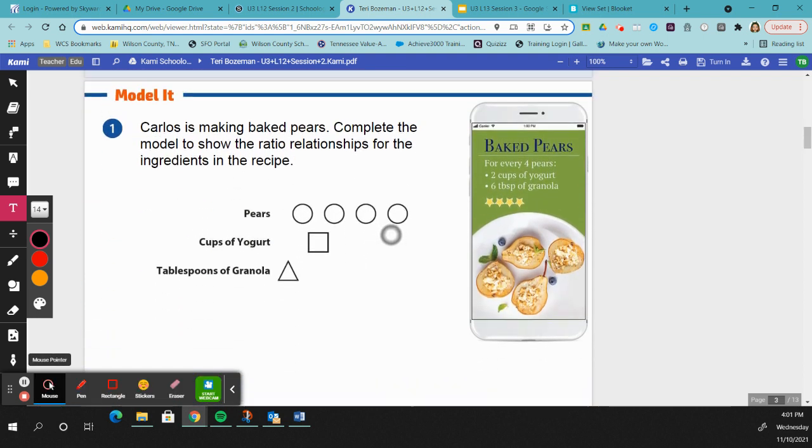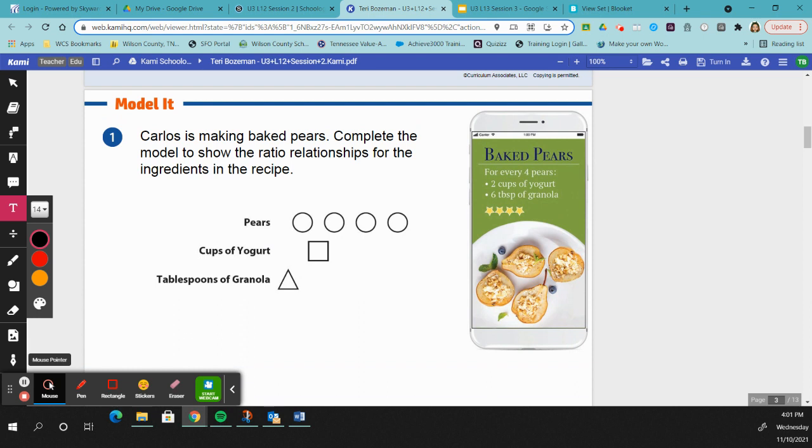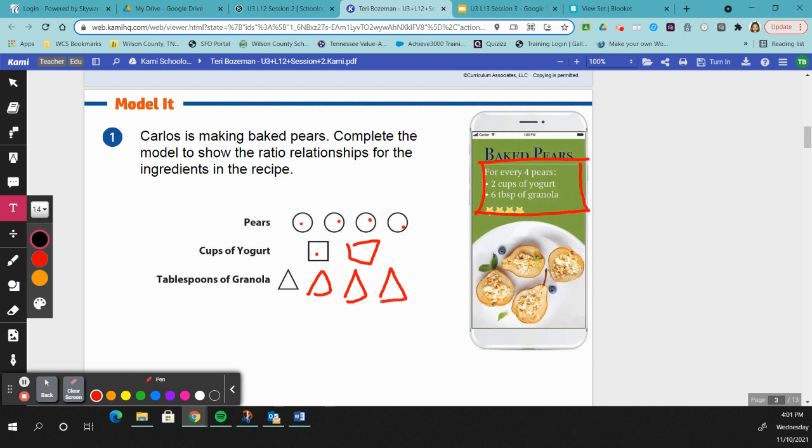All right, taking a look at the first question here. It says Carlos is making baked pears. Complete the model to show the ratio relationships for the ingredients in the recipe. So we have our recipe here. We have 4 pears in our recipe. 1, 2, 3, 4. 2 cups of yogurt. We have 1, so we need to add another. And then 6 tablespoons of granola. We have 1, so we need 5 more. It says complete the model to show the ratio relationship. So now we have completed the model.